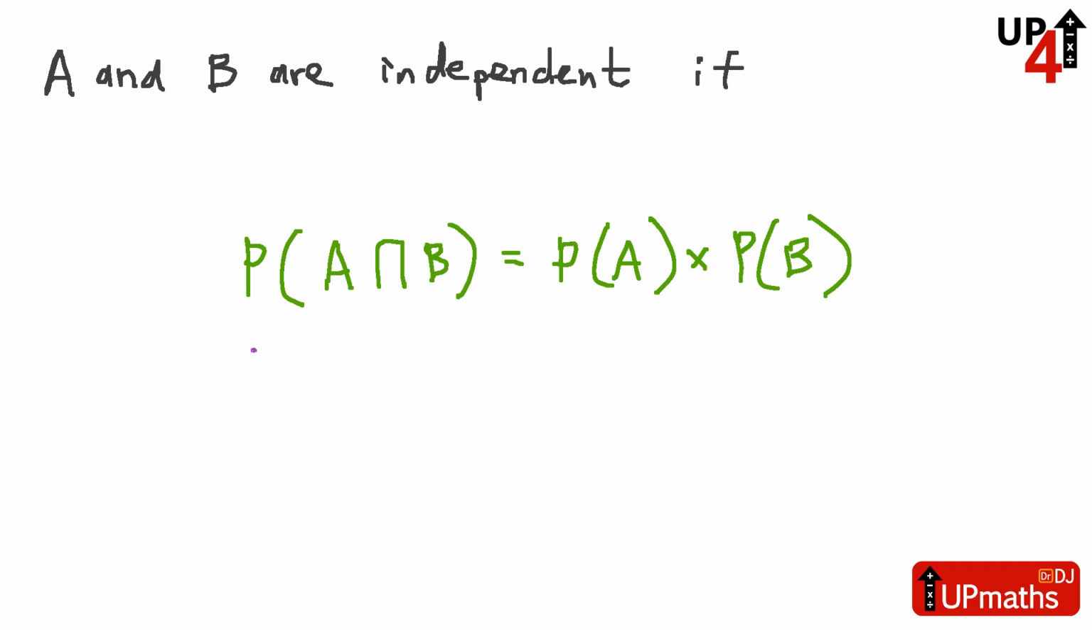A and B are independent if this is true. That's it. We're going to talk more about that later.